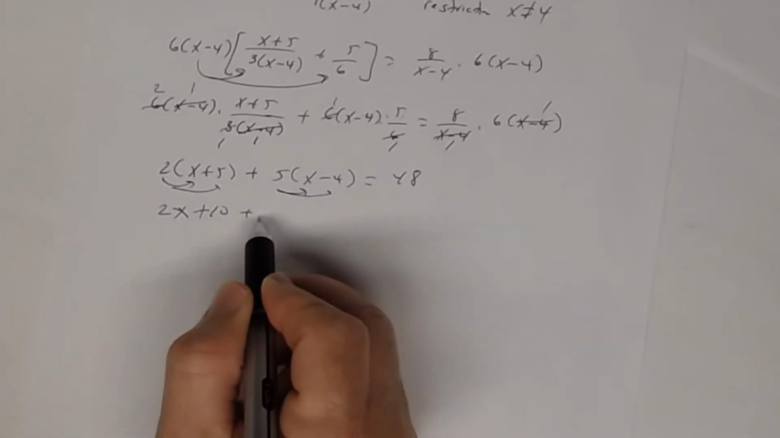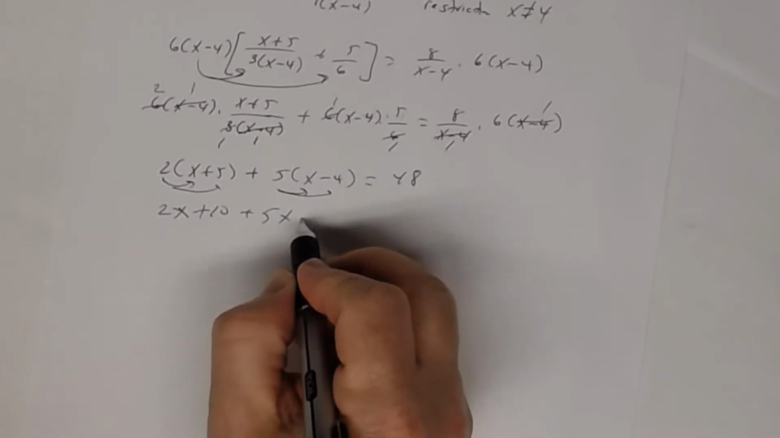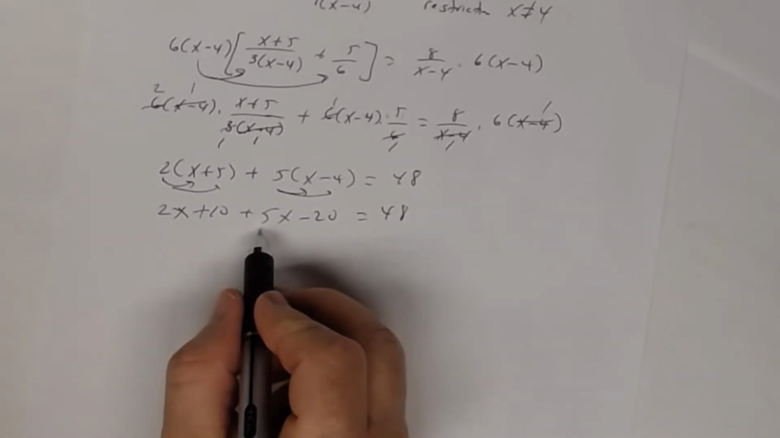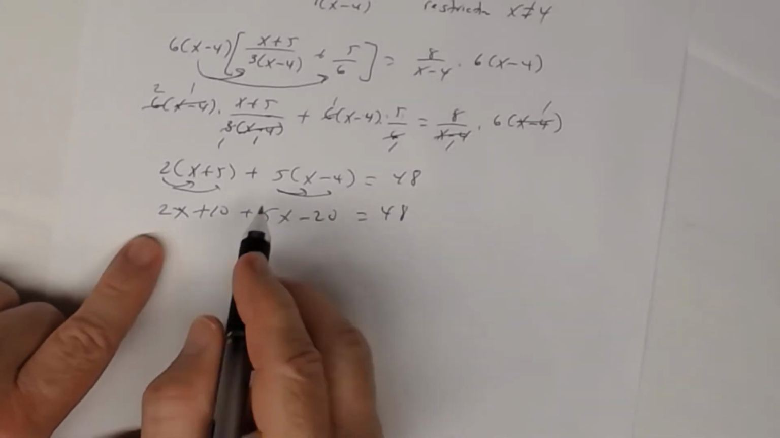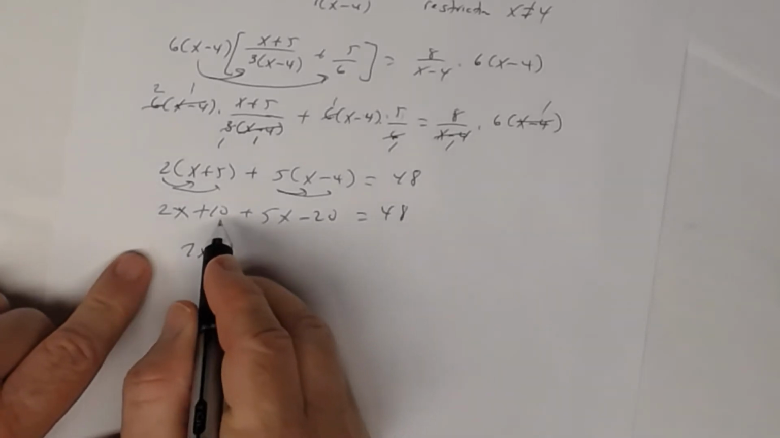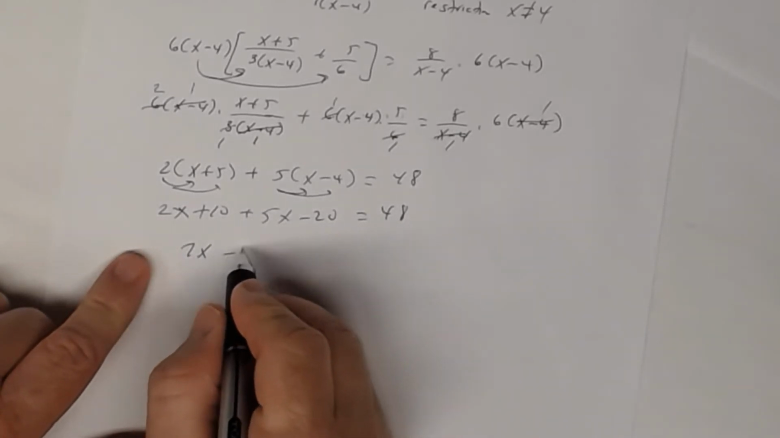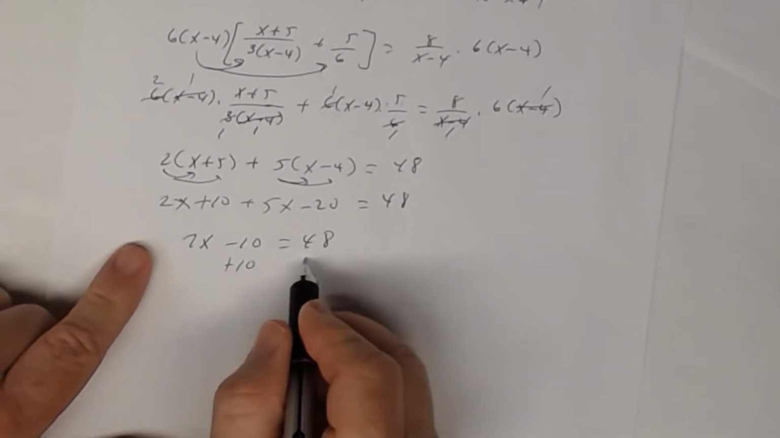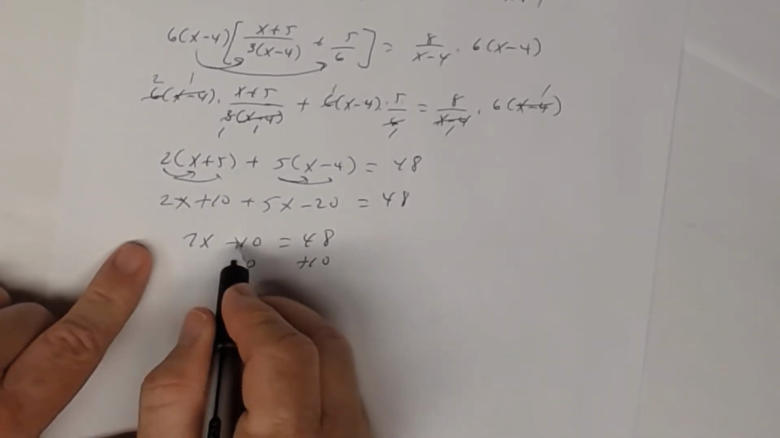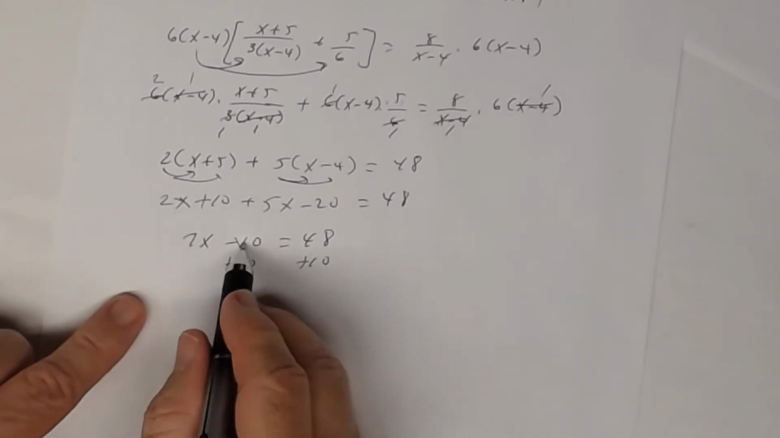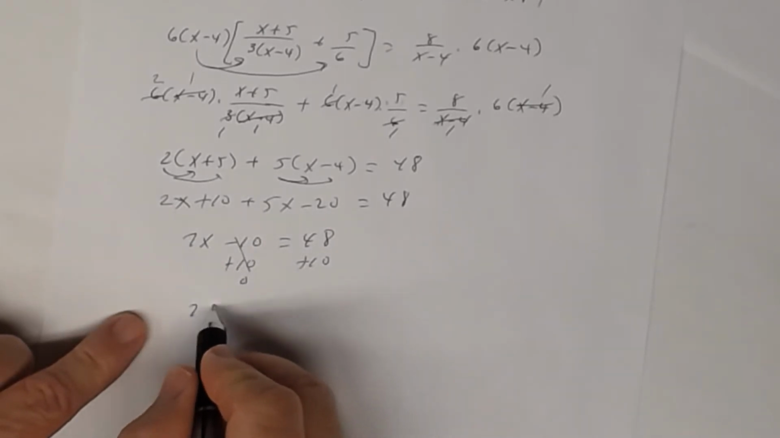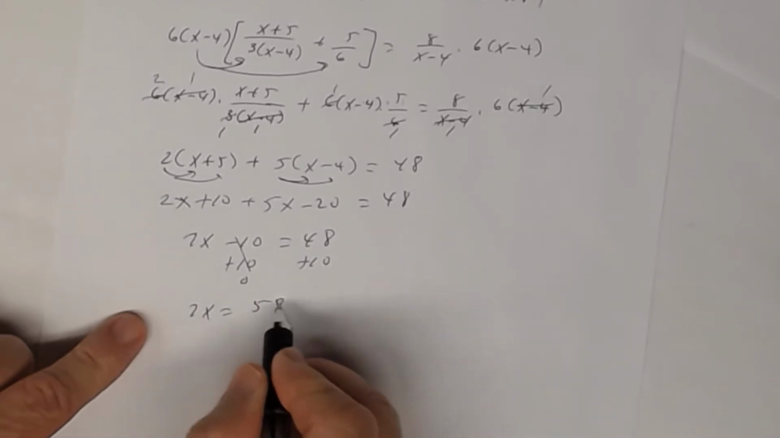And then over here, 5 times x is 5x, and then 5 times a negative 4 is a negative 20, equal 48. Combining like terms, 2x and 5x is 7x. 10 and a negative 20 is a negative 10, equal 48. Adding 10 to both sides, combining like terms, this is 0, because those are opposites. A negative 10 and a positive 10 add up to be 0. I get 7x to be 58.